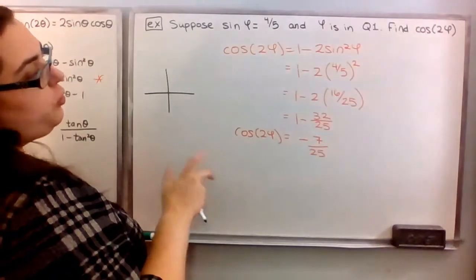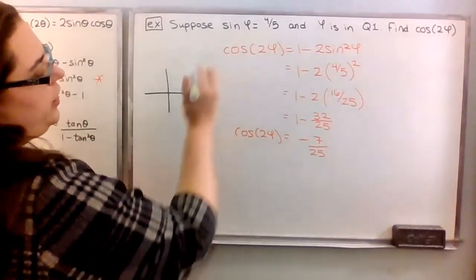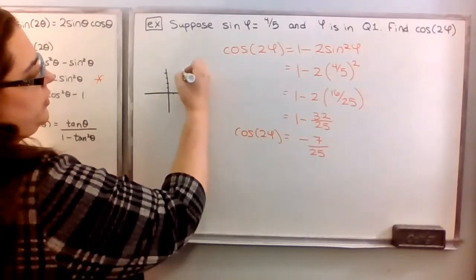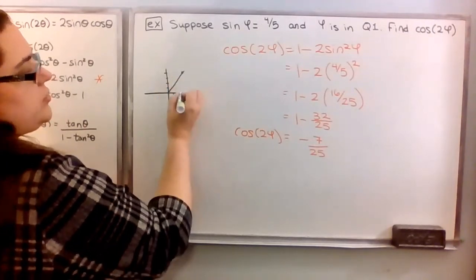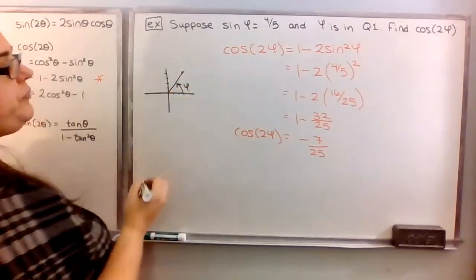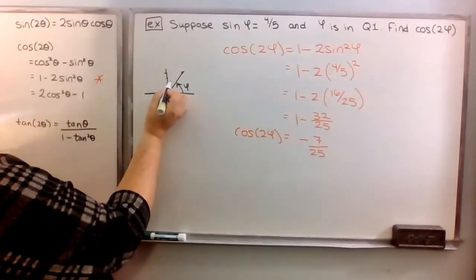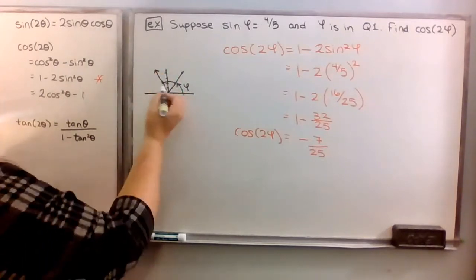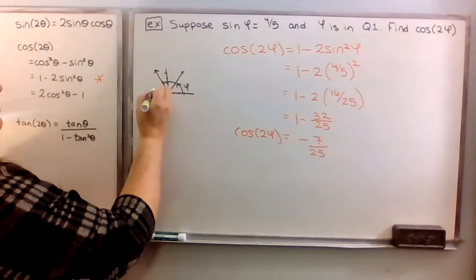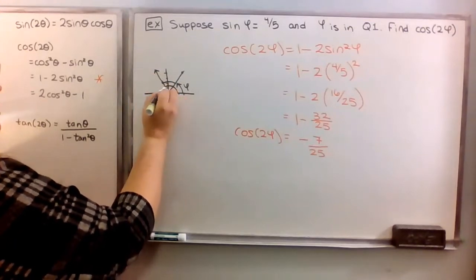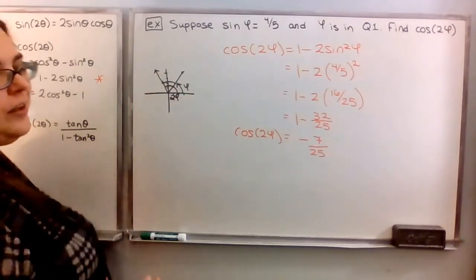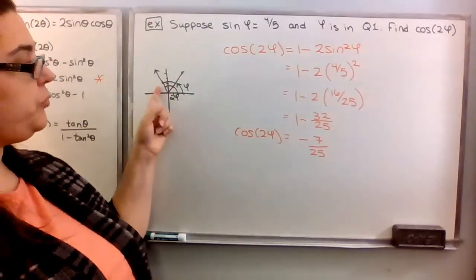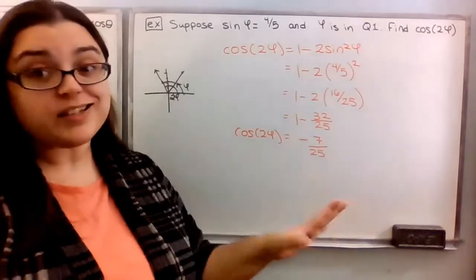So I can tell that the coordinates for phi are going to be at 3, 4. So this is our angle phi. If I double that, it's going to move me into the second quadrant where cosine is negative. So this bigger angle, that's 2 phi. So it's possible for the double angle to be in a different quadrant. It doesn't have to be though.